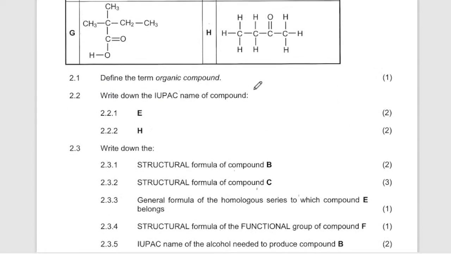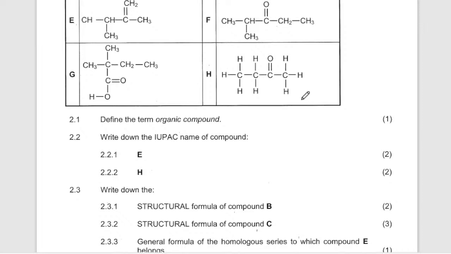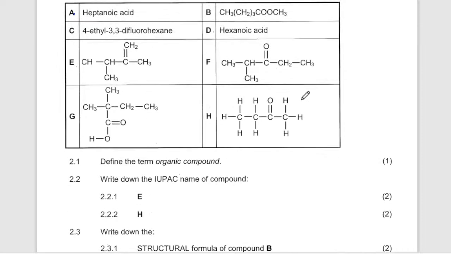Write down the IUPAC name of compound E. So if you look at compound E, what are you going to say here? First, find out the longest chain of compound E. 1, 2, 3, 4. No, 1, 2, 3, 4, because here I have the double bond. But when I was going through this structure, as you see it there, something was not right.